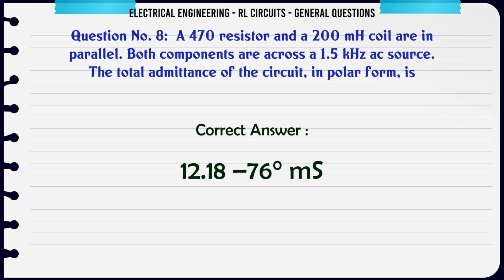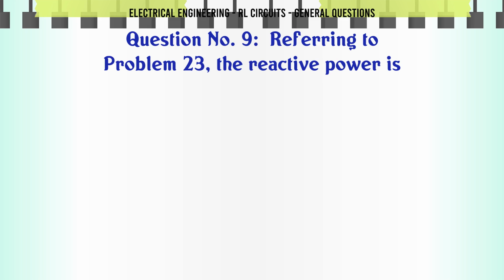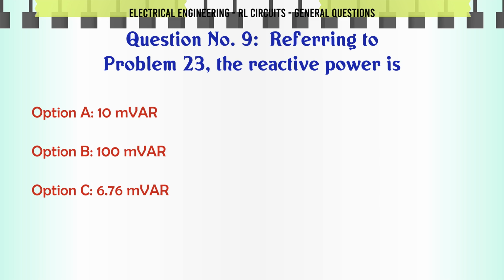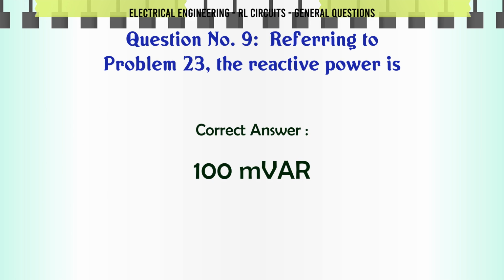12.1876 mS. Referring to problem 23, the reactive power is A. 10 mVAr, B. 100 mVAr, C. 6.76 mVAr, D. 148 mVAr. The correct answer is 100 mVAr.